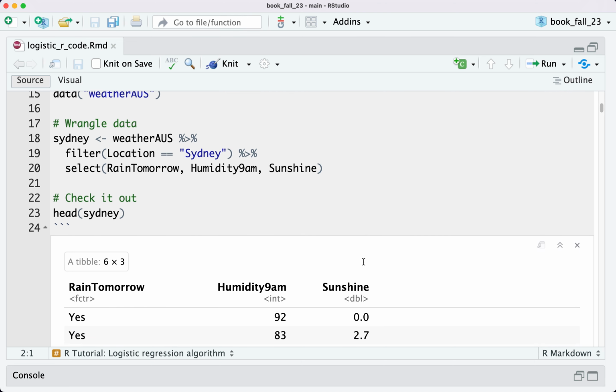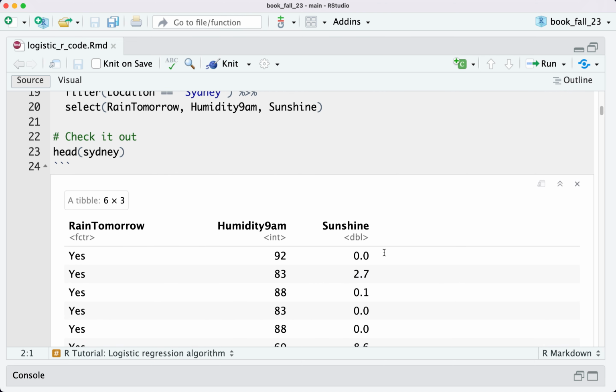Checking out just the first few rows of the data for each day or sample of days in Sydney, Australia, we have information about whether or not it rained the next day, yes or no, as well as the current day's humidity level and sunshine.